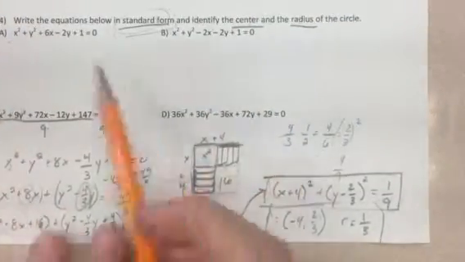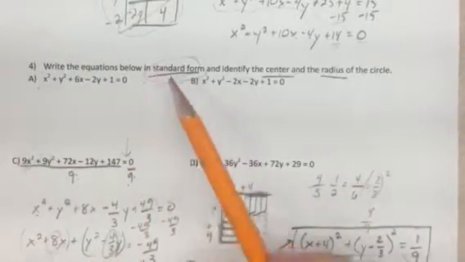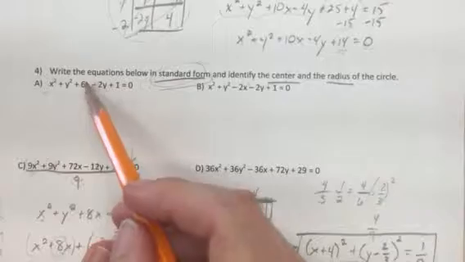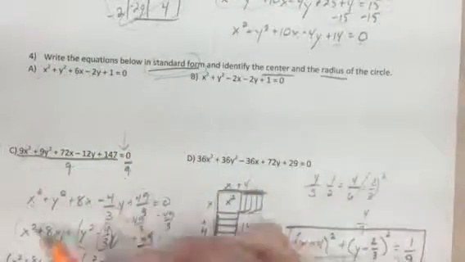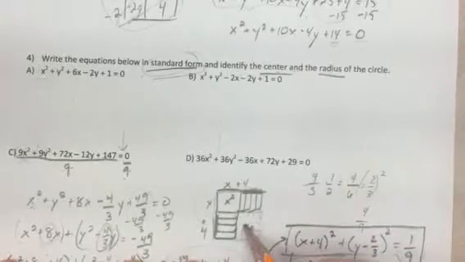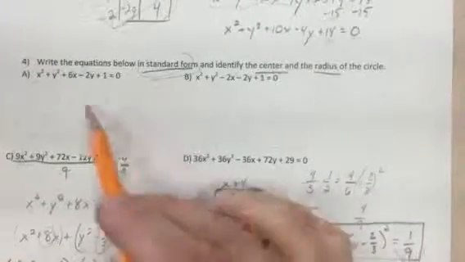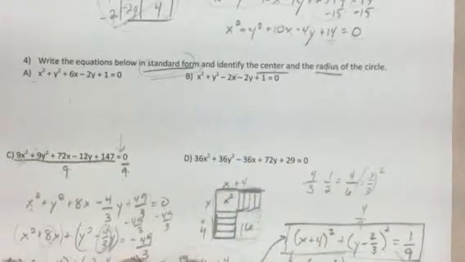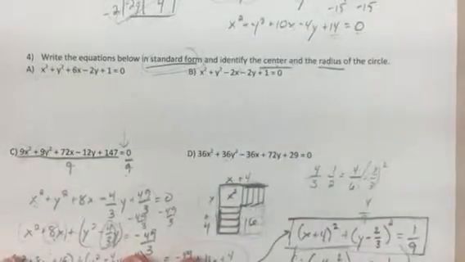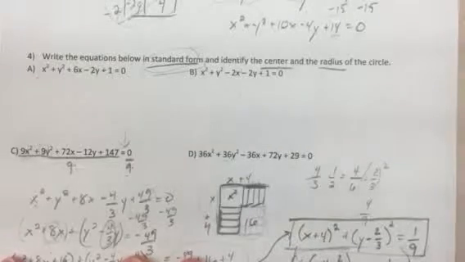So you do A, B, and C. A and B won't have any fractions. So the process should be pretty basic, right? Getting the x's together and the y's together. Then you're completing the square, right? So A and B should be basic like that. D, you will end up with some fractions, so don't be afraid of them. They're just numbers. Use your calculators to help you with those.